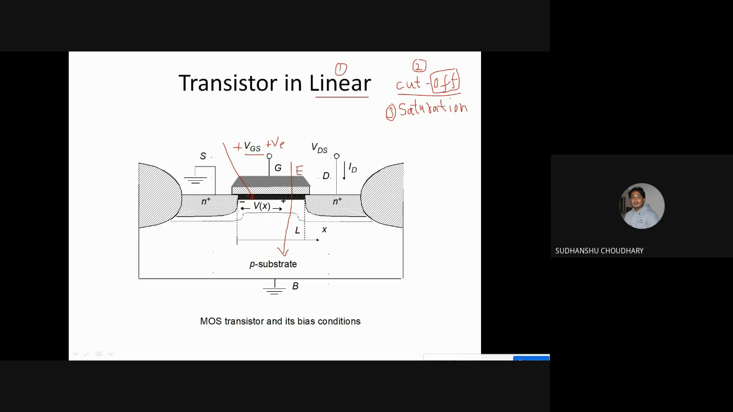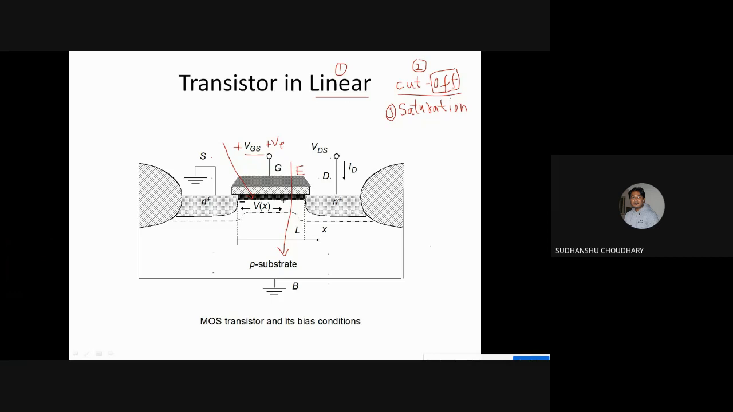Because of this electric field, holes will be pushed down. First the holes will be accumulated here, and then the holes will be pushed down. Then, as you further increase VGS, the electrons, which are minority carriers in the P substrate, will be attracted near the surface, and also some electrons from the source and drain regions will come and get deposited under the gate, which is called the inversion region. This is similar to what we have read for a MOS junction.